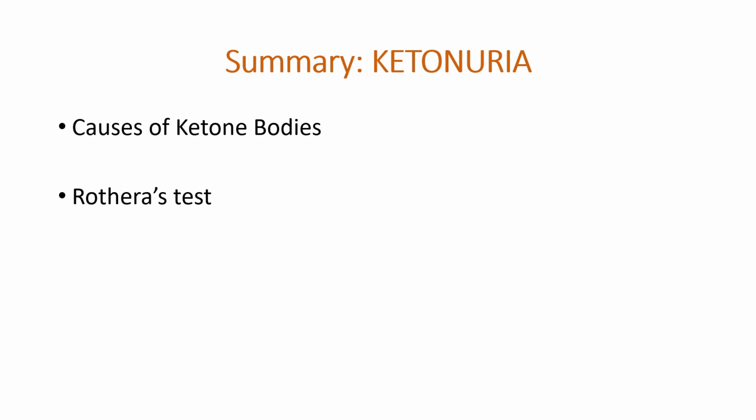Then Rothera's test we talked about earlier: sodium nitroprusside reacts with it and you get a purple ring. And then also Gerhardt's test, which is 10% ferric chloride, also acting on acetoacetic acid and producing a reddish or purplish color. And there are some false positives, and one false positive which is important to remember for ketone bodies is L-DOPA, which gives a positive Rothera's test.